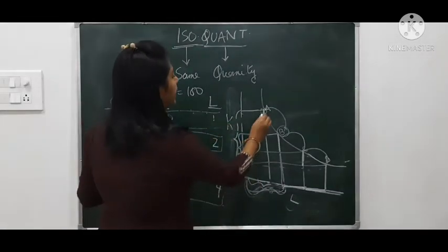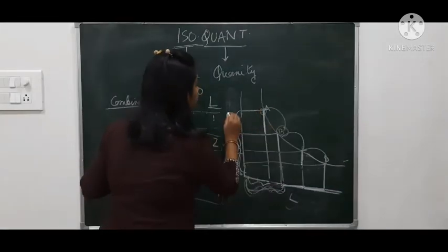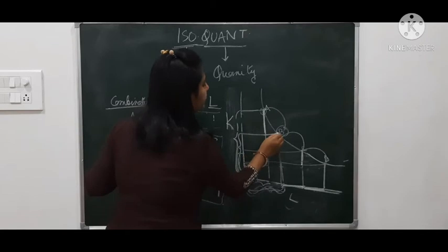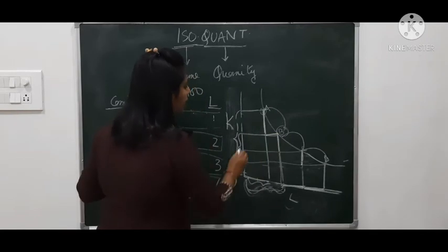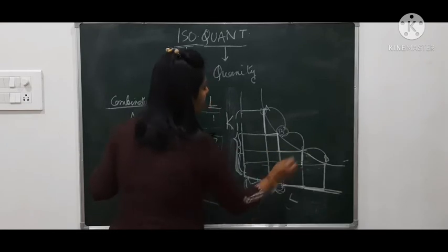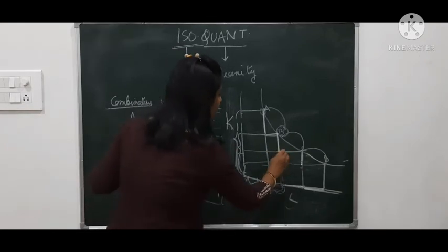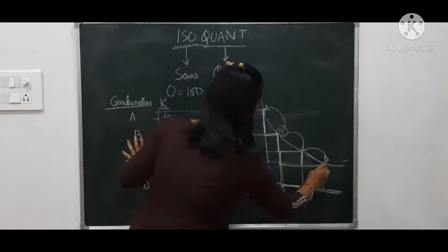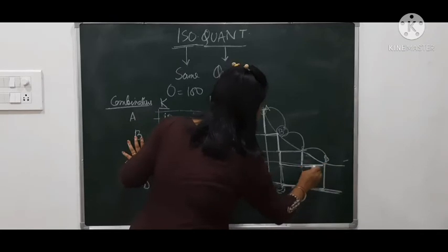Did you understand what I am showing? You have reduced this much K, meaning capital, to gain this much L. Then you have reduced this much K to gain this much L. Then you have reduced this much K to gain this much L.